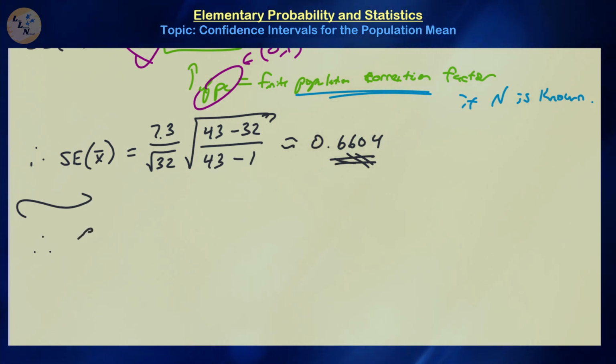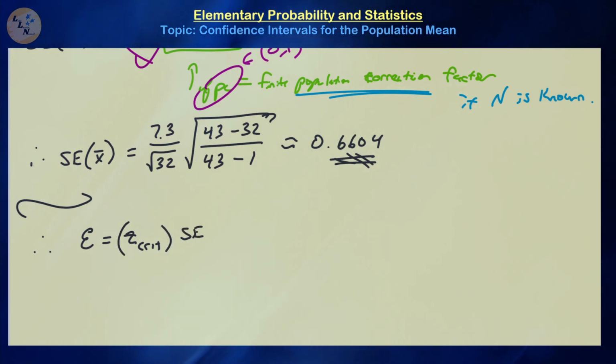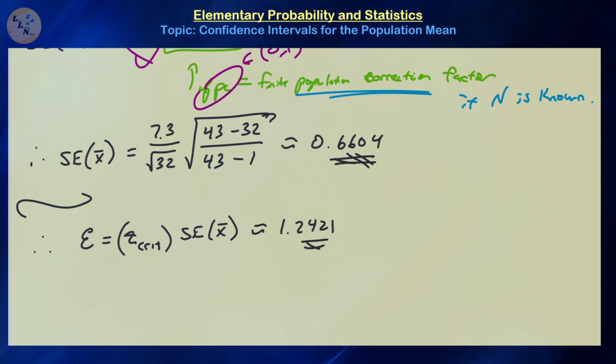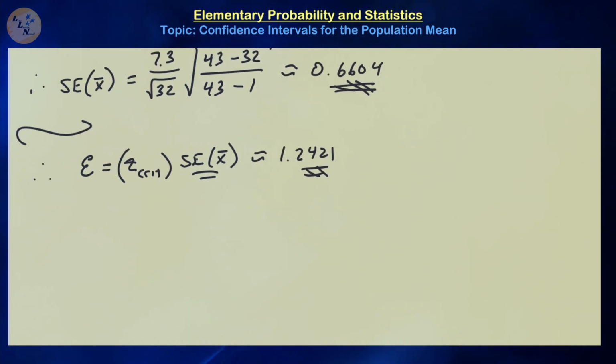So from here we can find our margin of error for our confidence interval, which again is going to be equal to the z critical value times the standard error of the estimate associated to using x bar for mu. And once you find this, you're going to find that that's approximately equal to 1.2421. So that's z critical value times standard error. Once we have these two objects, then we can construct our confidence interval.